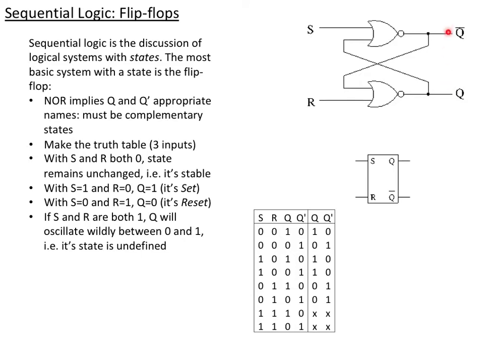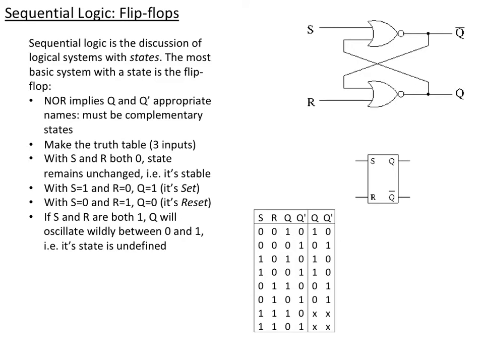Either, whether we looked at it when this one was 1 or this one was 0, we don't know what it's going to be. The state is undefined. So we can't have both S and R true at the same time. It's not a well-defined state. But if either one of them is not true, then it is fine.